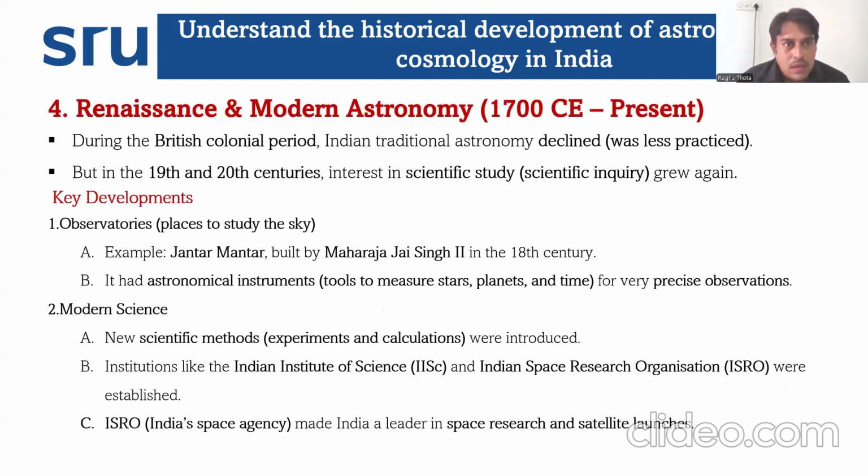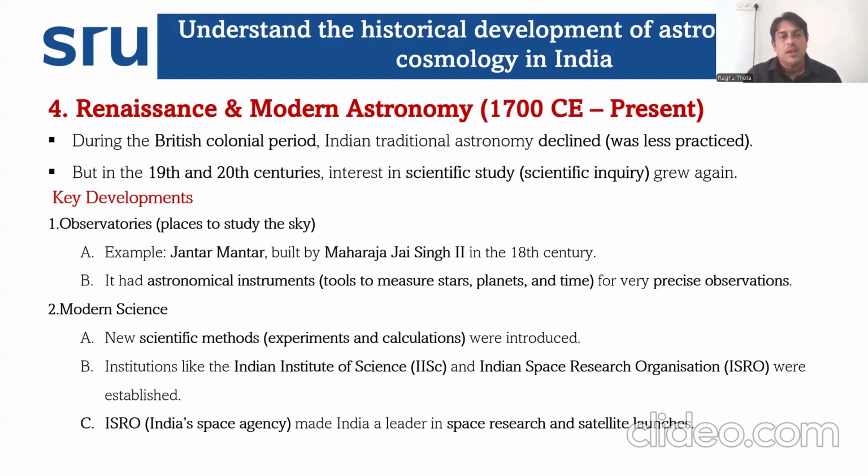And finally, Renaissance and modern astronomy, which runs from 1700 CE to the present decade. In the modern times, we have to say something about British colonial rule, where they declined our classical Indian astronomy completely. But in the 19th and 20th century, whenever the Britishers left our place, we again started observing and doing research on astronomy. During the time of the Britishers, they had not given value to it. They declined the Indian ancient astronomy completely.